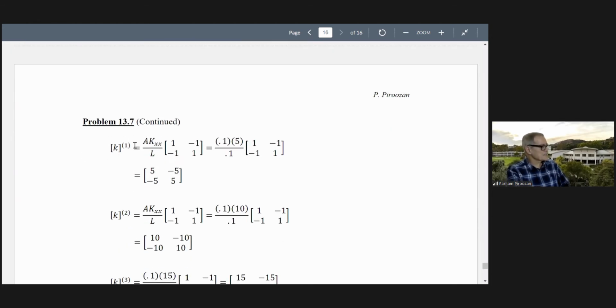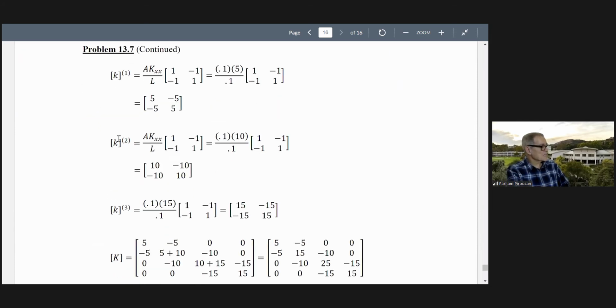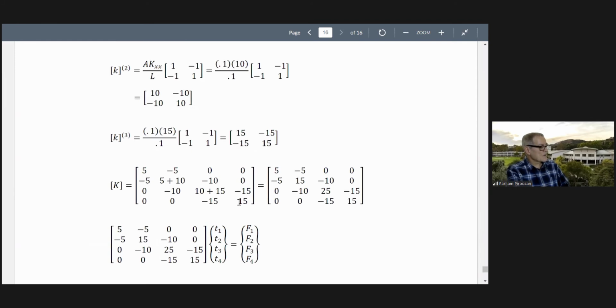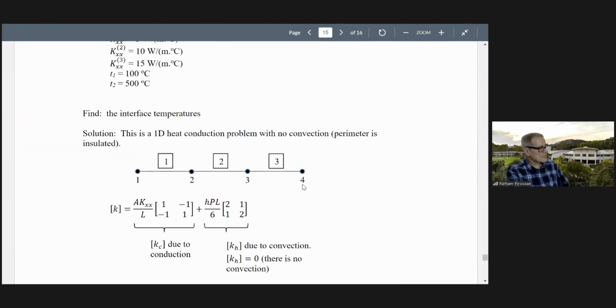For element 1, it is this, AK over L times [1 -1; -1 1]. This is the area, K, and the length of the element. So this is for element 1. Do the same for element 2, it is here. This is for element 3, it is here. Our global stiffness matrix, somebody tell me, what would be the size of the global stiffness matrix? Anyone?